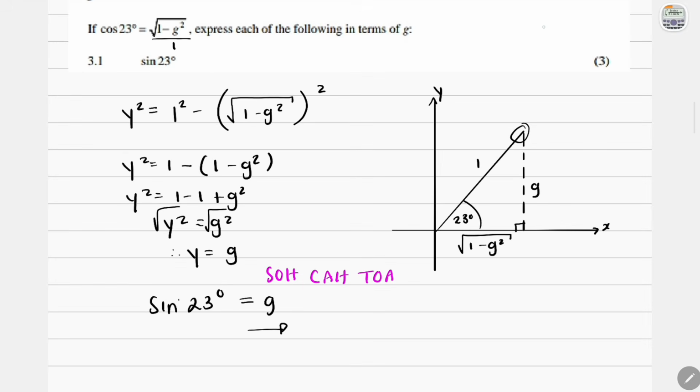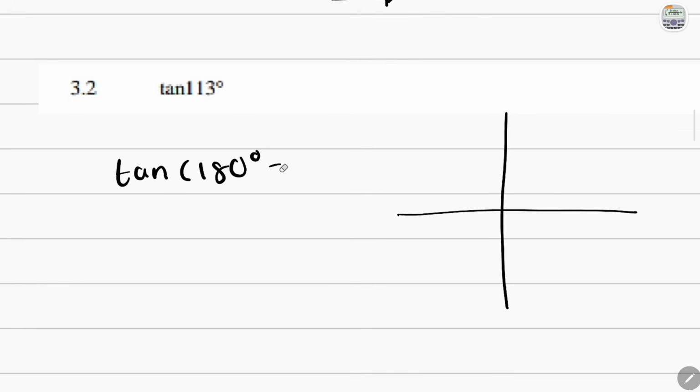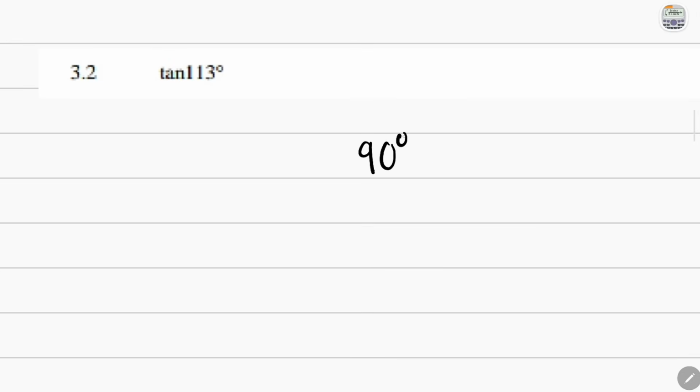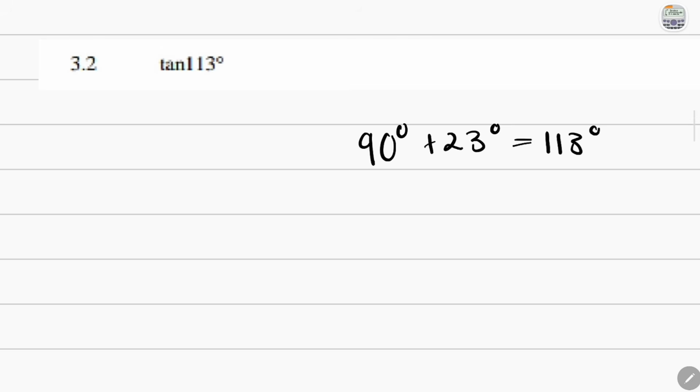Moving on to the next question. We need to find the value of tan 113 degrees. So this is an obtuse angle. We can reduce it using our reduction diagram. So this is tan of 180 degrees minus, actually it looks like it's going to be cofunctions. We could just do this. If you said 90 degrees plus 23 degrees, that would give you 113 degrees. Because they add up to 113 degrees, and this is 90 degrees, we could use cofunctions here.